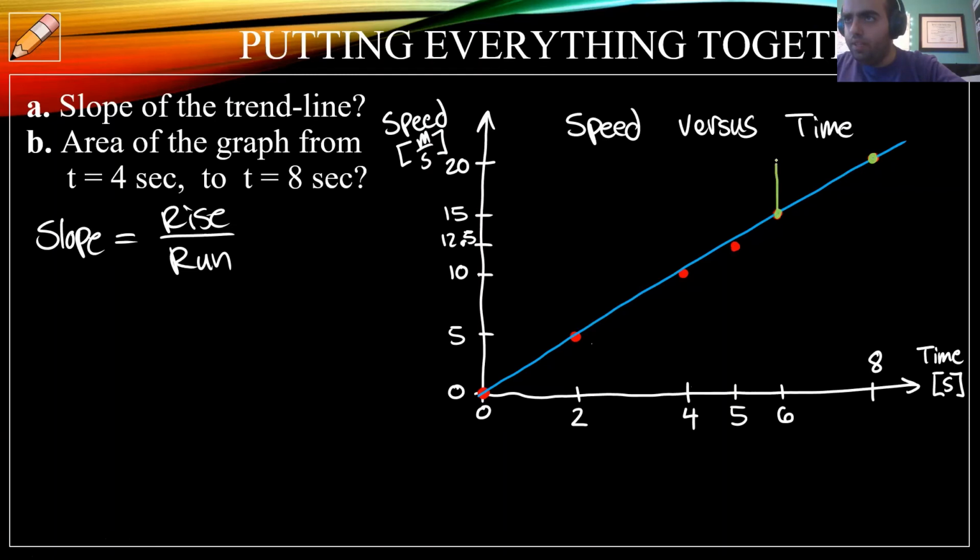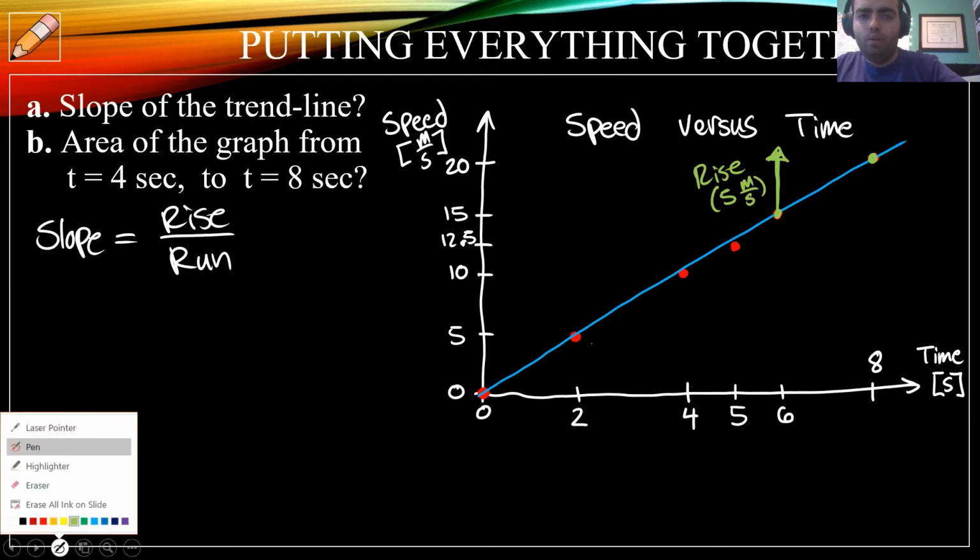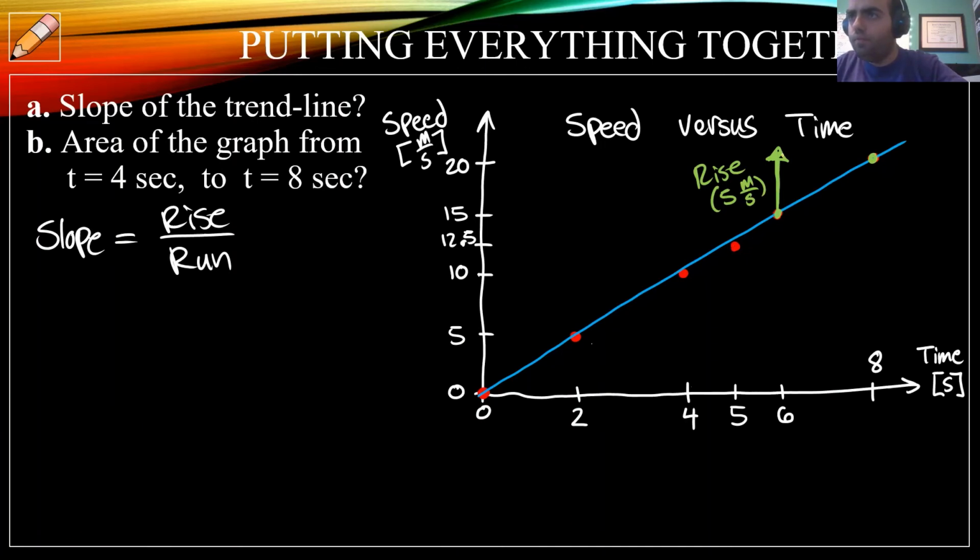Notice that the rise is this. That's my rise. Starting at a height of 15, going up to a height of 20. So the rise is 5, and the units are based on the units of the graph, which are meters per second. And then I'm going to do my run in orange. That's my run. Show it right here. And notice that my run is starting at 6 seconds and going over to 8 seconds. So the run is 2 and the units are seconds.